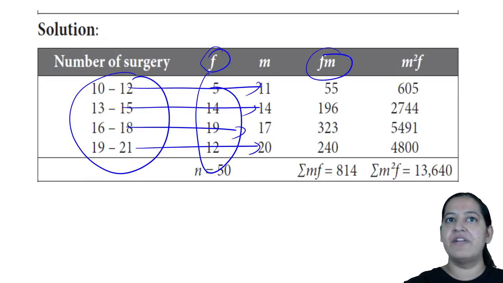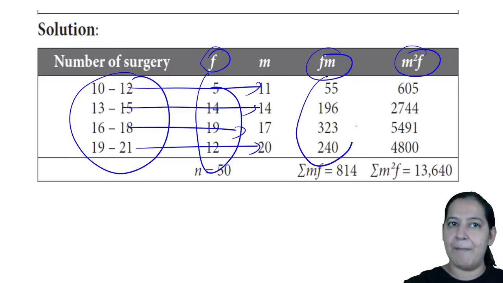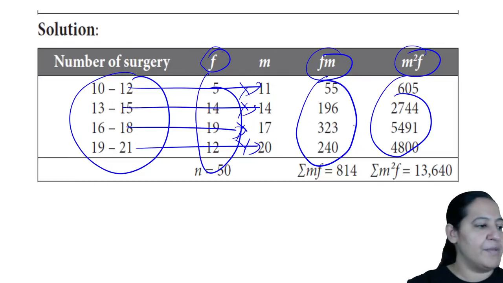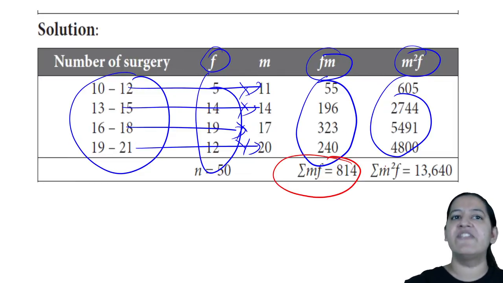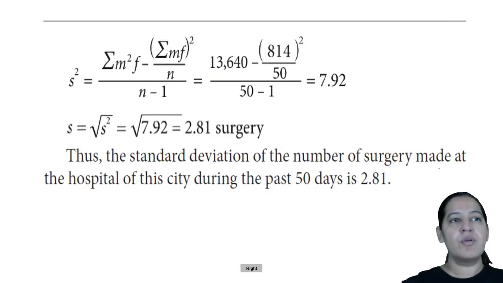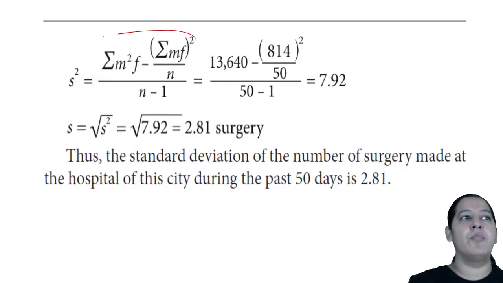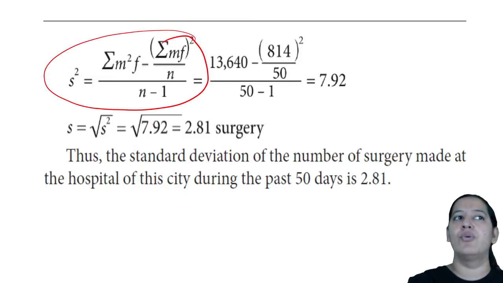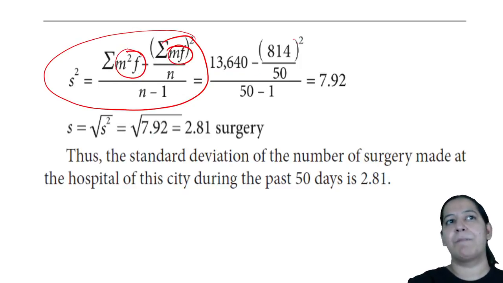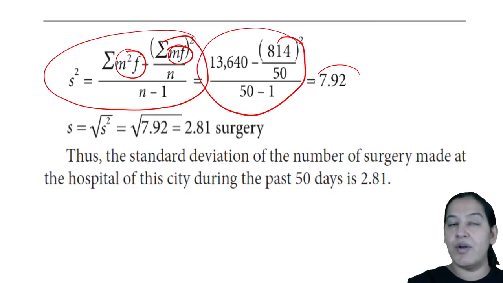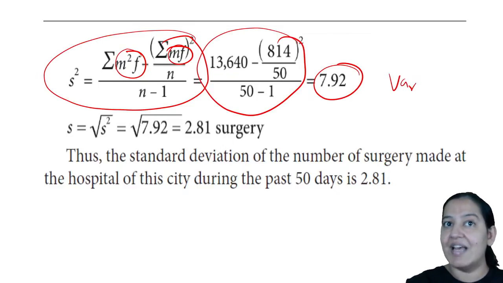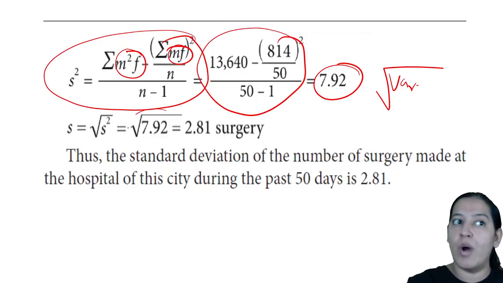This is mf, this is m square f. Multiply these, and do the summation of both of them: summation of mf, summation of m square f. Write down the steps and apply them in the formula. The formula is in front of you. This is the value for m square f and this is the value for mf. Just apply it in the formula. You will get your answer. But this is the answer for variance. Do the under root. Don't forget to do the under root in the end.